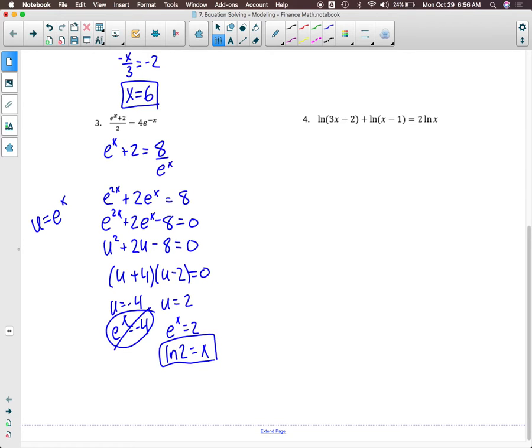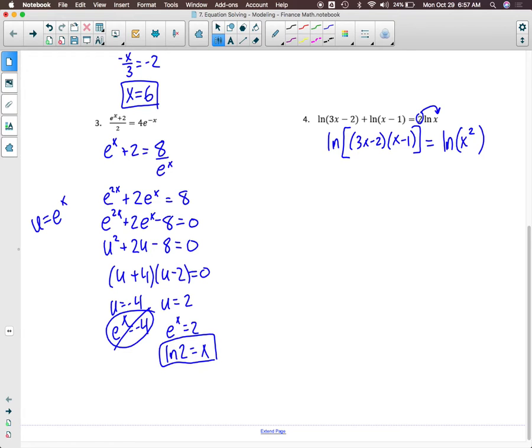Woo! We're cruising. All right, over here, let's think here. I'm just going to first actually condense this left side, I think. So I'm going to have ln of (3x minus 2) times (x minus 1). So remember, addition means multiplication. And then over here, I think I'm just going to move that 2 up as an exponent.